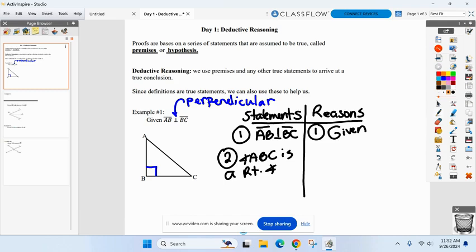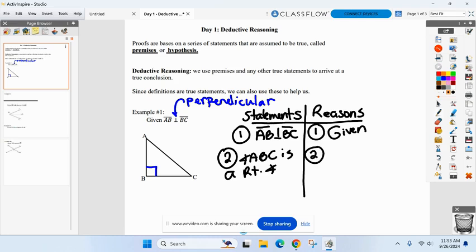Does right have to be capitalized? No, I don't care. RT, or if you want, you can write out the word right as well. Everyone agrees? True statement? Okay.